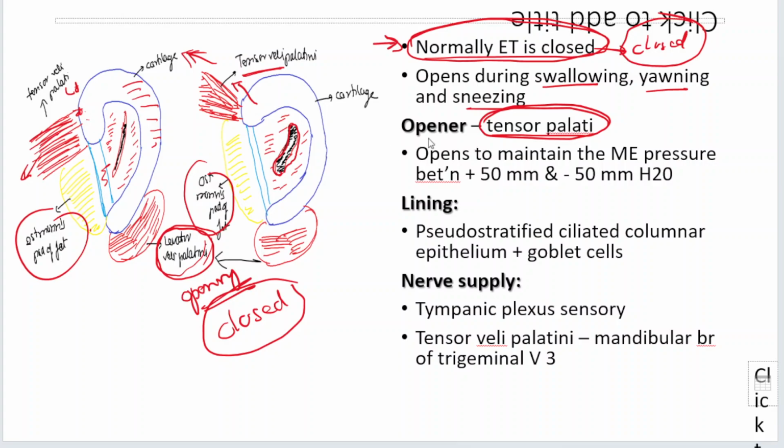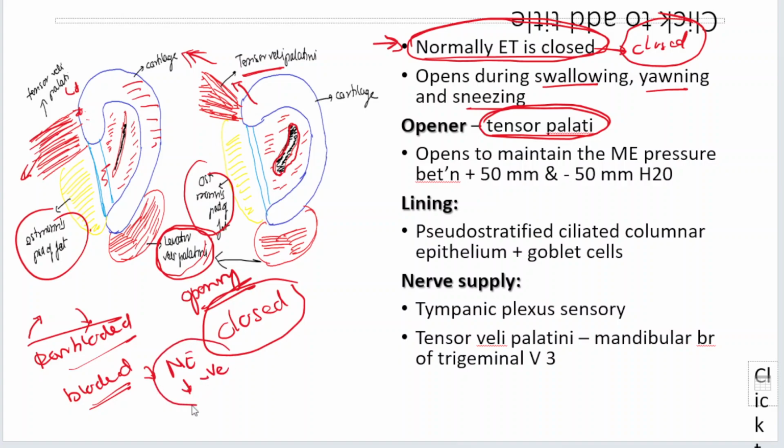Now some of you could have experienced this when you are in a flight, when the flight is taking off or landing, you feel that your ears are blocked. Why does it happen? Because the eustachian tube is getting blocked. You are not able to open the eustachian tube actively, because of which the middle ear pressure becomes negative. So there will be retraction of the tympanic membrane.